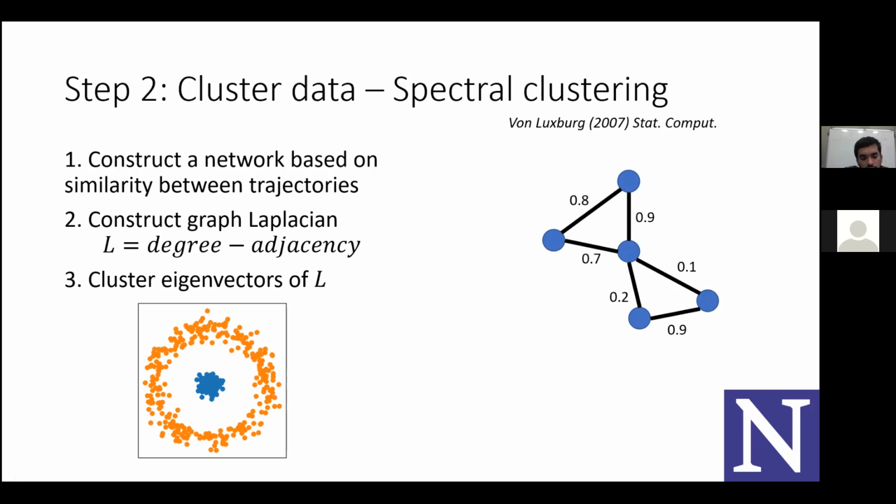And then you construct the graph Laplacian, which is the degree minus the adjacency. And then you can cluster the eigenvectors of L effectively. And the advantage of using spectral clustering is that it works really well for irregularly shaped groups. A lot of classical clustering methods don't work particularly well when the groups are non-convex.